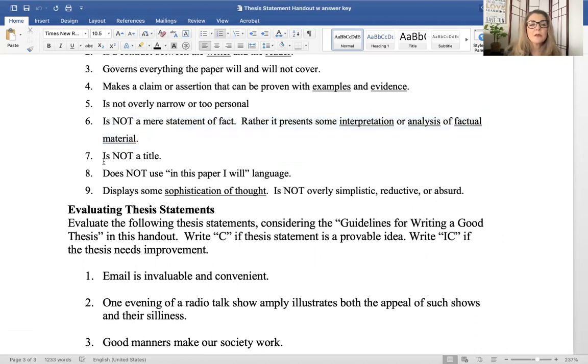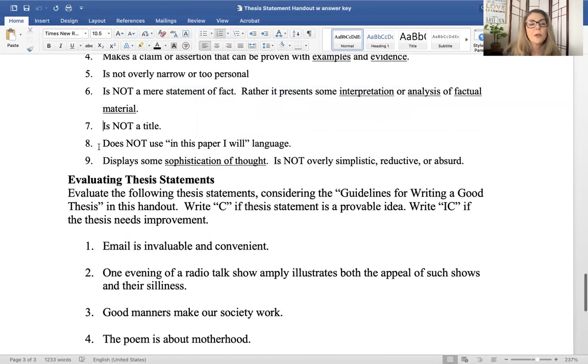Number 7, a good thesis statement is not a title. The title of your paper is just a very brief introduction to the topic. Your thesis statement has a topic plus that novel idea, or provable idea.